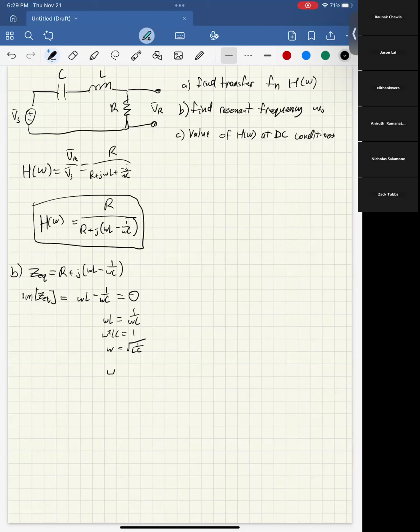Then you say your final answer is omega naught. This is a thing you've seen before in the class. This is where it comes from. I think you used it in the RLC circuit section. This is what that resonant frequency actually is and how you get it. It's the point at which you can think of the inductor and capacitor as canceling each other out somewhat. So that would be your resonant frequency. And then for part C, DC conditions is when omega equals 0 because there's no frequency.